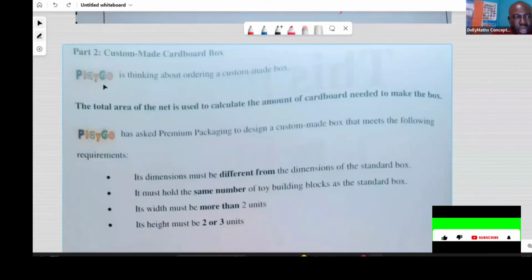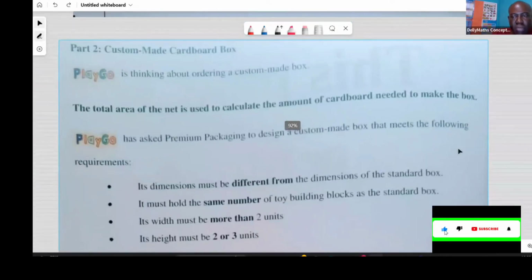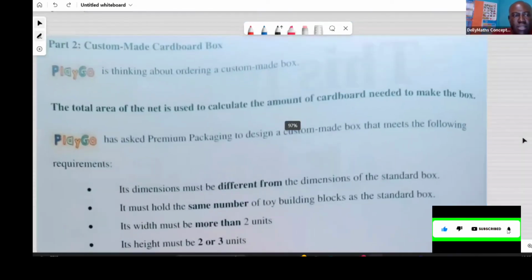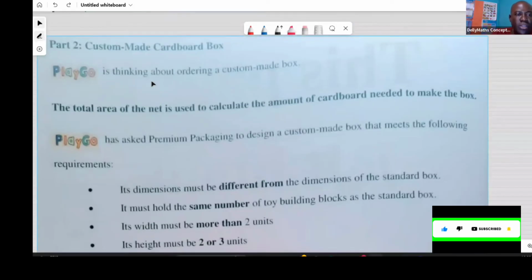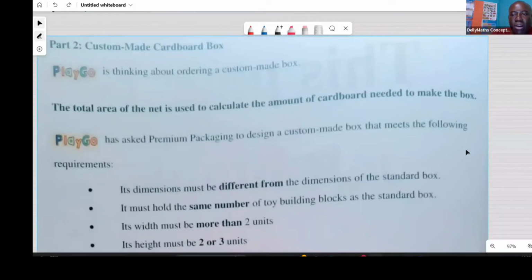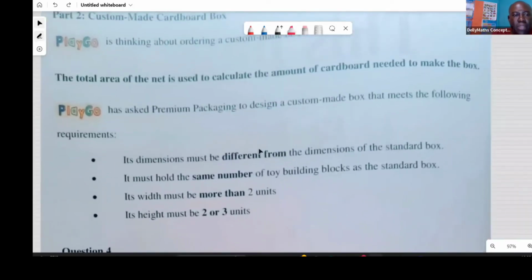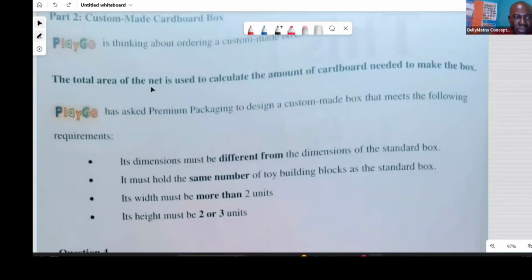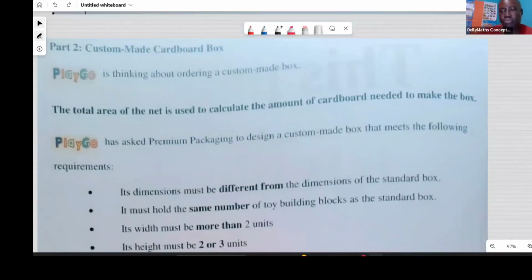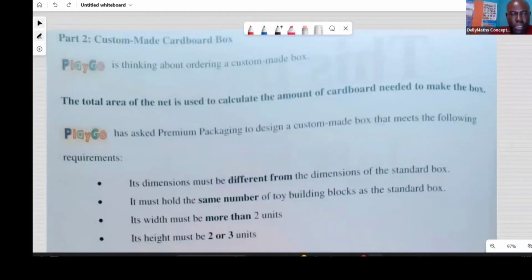All right. And part 2 says custom made box. So we're focusing on the custom made box now. Playgo is thinking about ordering a custom made box. The total area of the net is used to calculate the amount of cardboard needed, right? So the amount of cardboard would be the total surface area that you're dealing with.